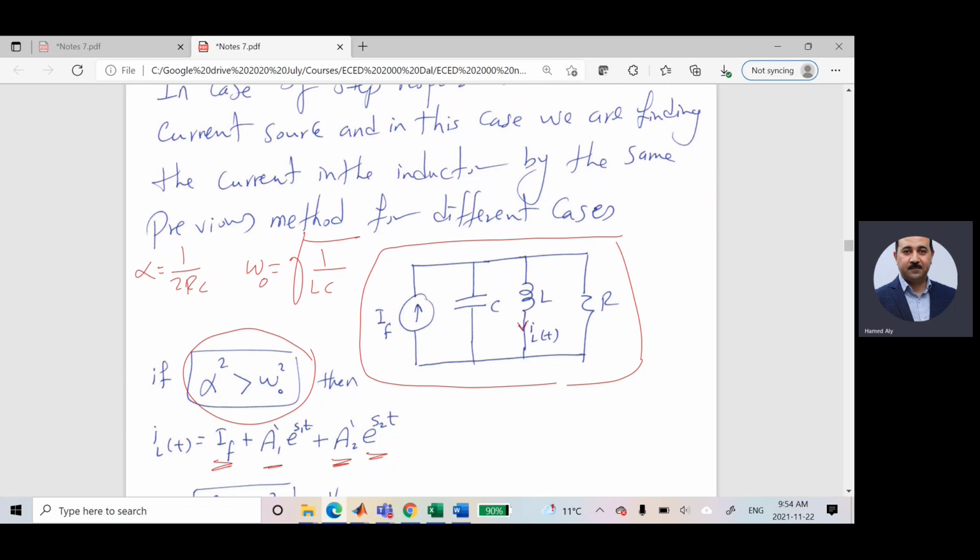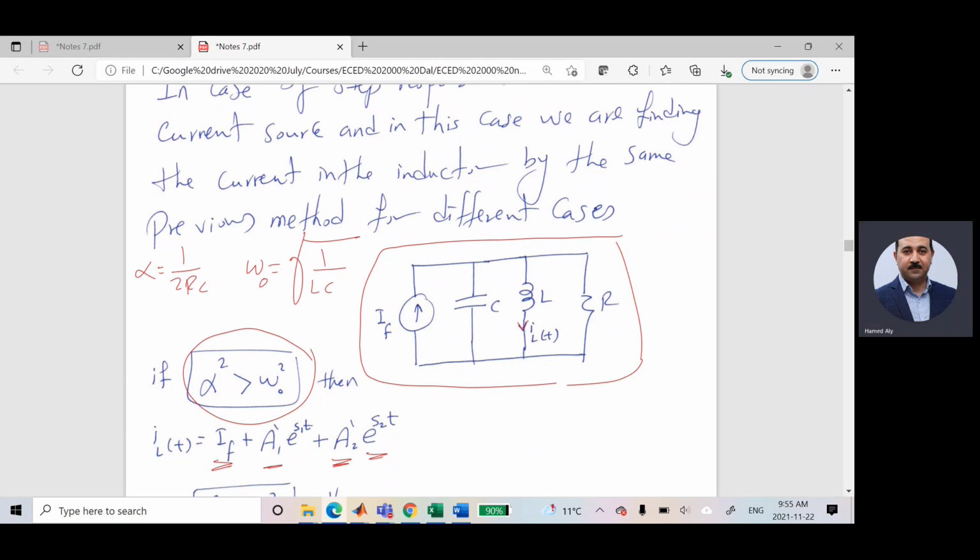Again, from where could I find A1 and A2, or A1 prime and A2 prime? A1 and A2 are new constants. That's why I'm calling them A1 prime and A2 prime, because they are different compared to the natural response. Again, for finding them, I have to use the initial conditions. I have to use IL of 0 and dIL of 0 by dt.